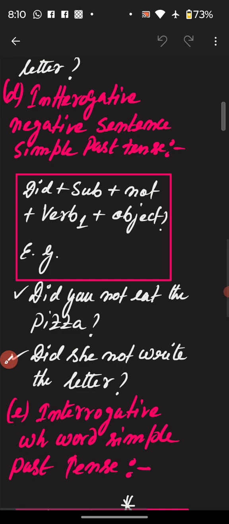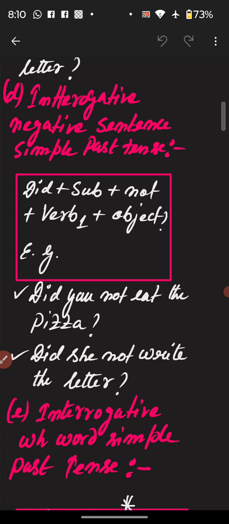Now coming to the interrogative negative sentence. Here also there is nothing much to do. The construction will be as in the earlier interrogative sentence. What was the construction? Tell me. Have or has? No. Did. Did plus subject plus principal verb in present form plus object.